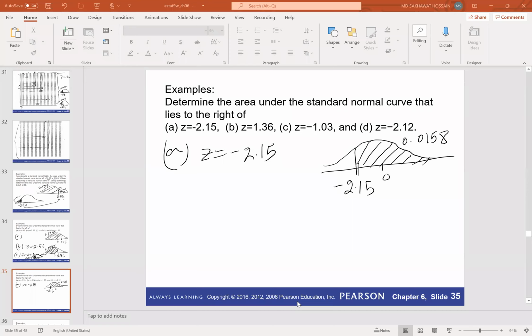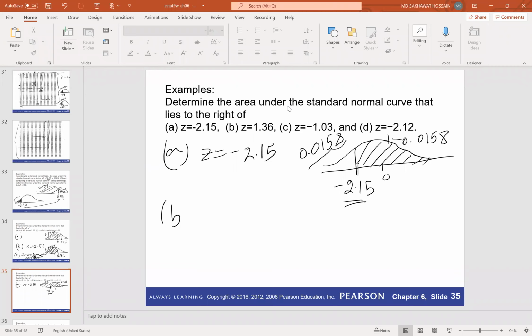So the area will be, that's correct, 1 minus 0.0158. Actually, when you look at this table, it's always giving the area to the left. That means when you look at this number, you will get the area to the left of this number. So to find the area to the right, you have to subtract it from 1. So that will be 1 minus 0.0158.